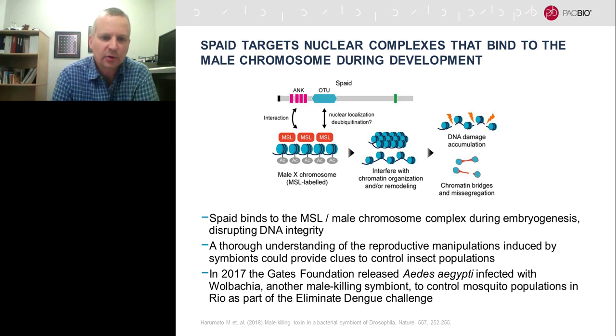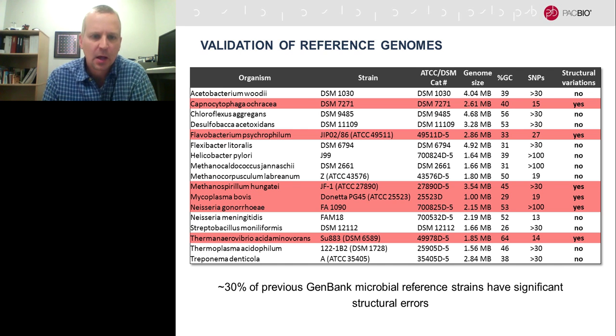As I mentioned, the Gates Foundation, for example, has had first tests of Wolbachia-infected Aedes aegypti. Those are the mosquitoes. And that's another example of these male-killing symbionts to try to control the mosquito populations in Brazil as part of these virus outbreaks.